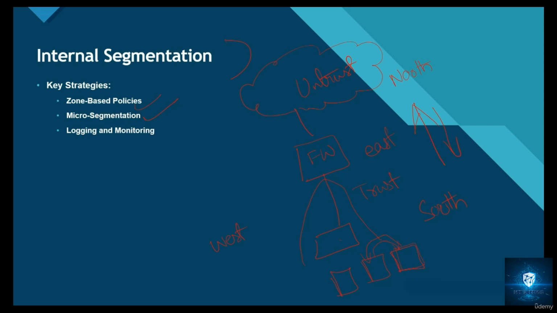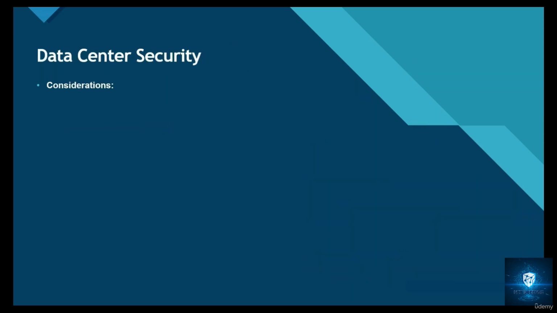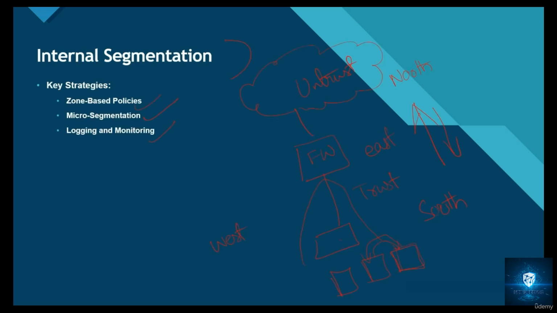And on top of that, you should also mention the logging and monitoring, like monitoring the inter-zone traffic in real time with logging features, which can help in identifying suspicious behavior or policy violations quickly. So this is one of the key strategies in deploying internal segmentation.